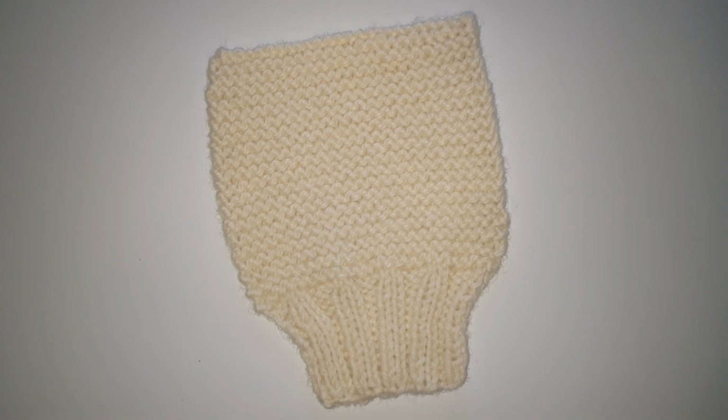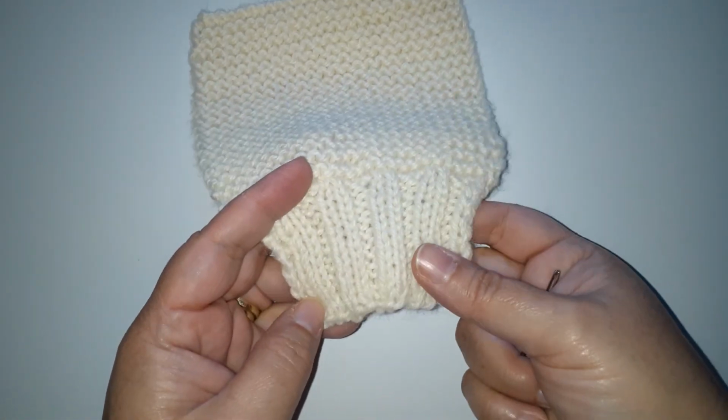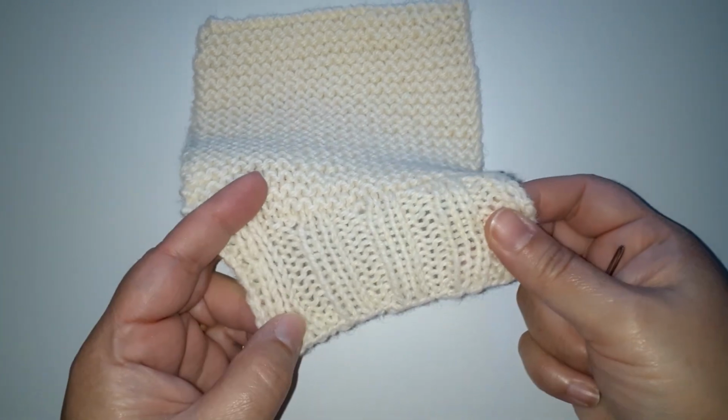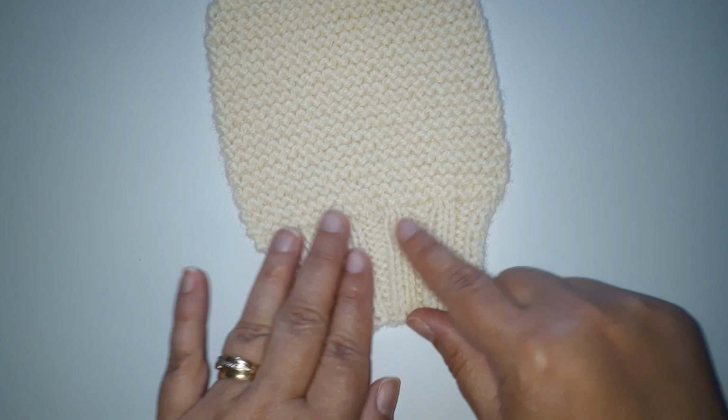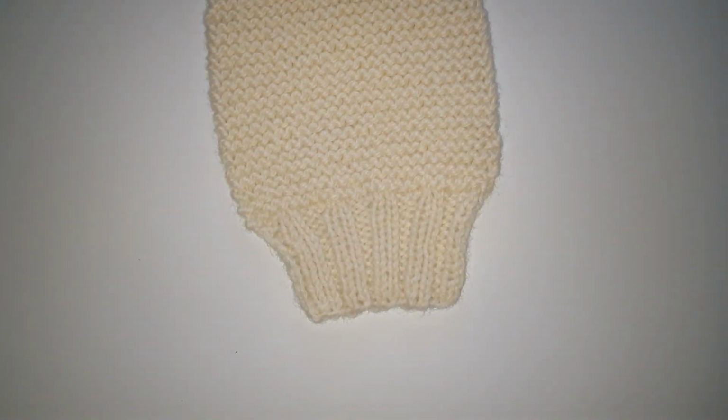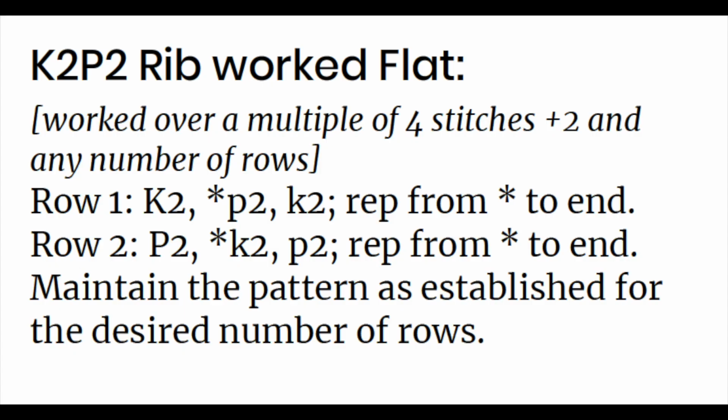Once you understand knit 1, purl 1 rib, you can apply the same principles to knit 2, purl 2 rib. It's a bit of a wider rib, but it's stretchy, not quite as stretchy. It's reversible and it will keep your fabric from curling if you work it on stockinette. And it's also great for hems and cuffs and any place where you want some stretch. Here are the written instructions and the chart for working knit 2, purl 2 rib flat.